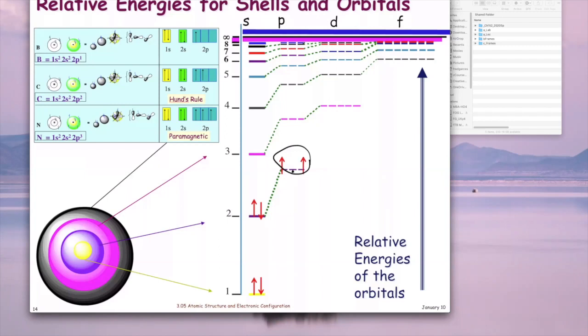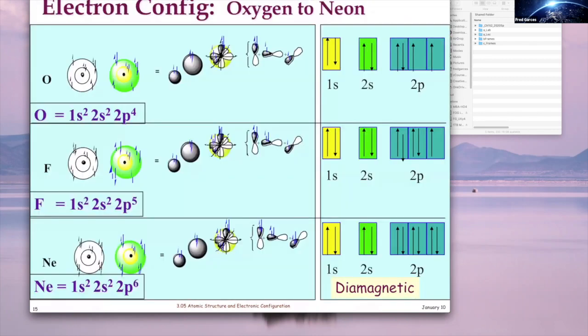Okay. So again, trying to draw you a picture of what's going on in terms of this. Let's take a look at oxygen, fluorine, and neon. Oxygen, fluorine, and neon, we have the following.